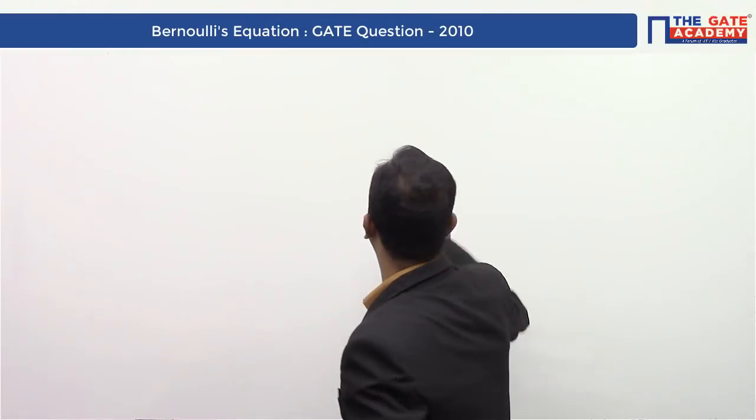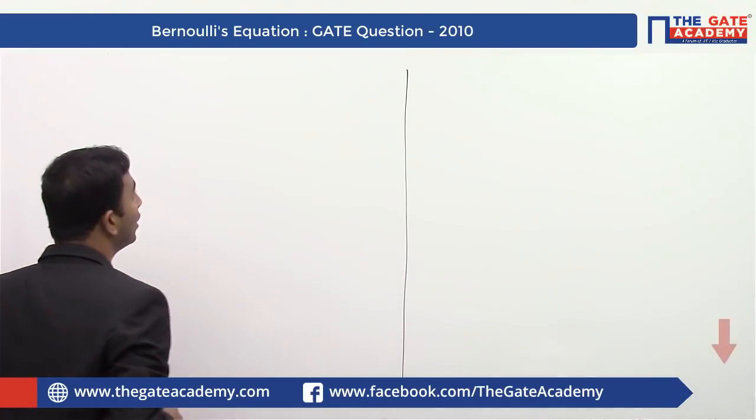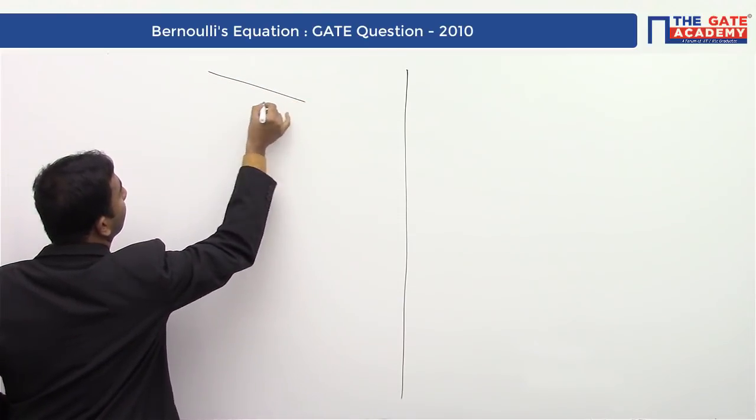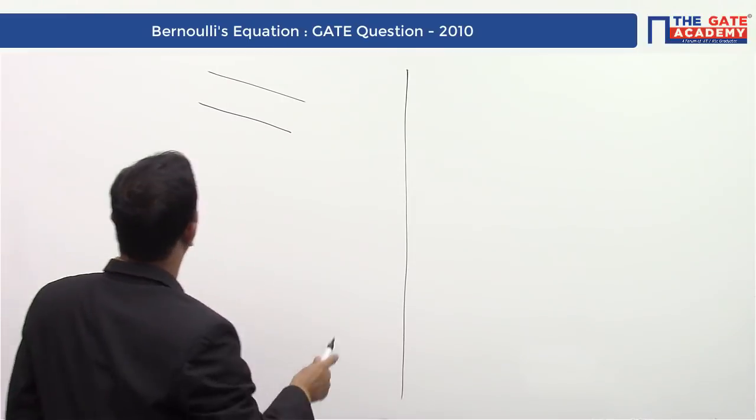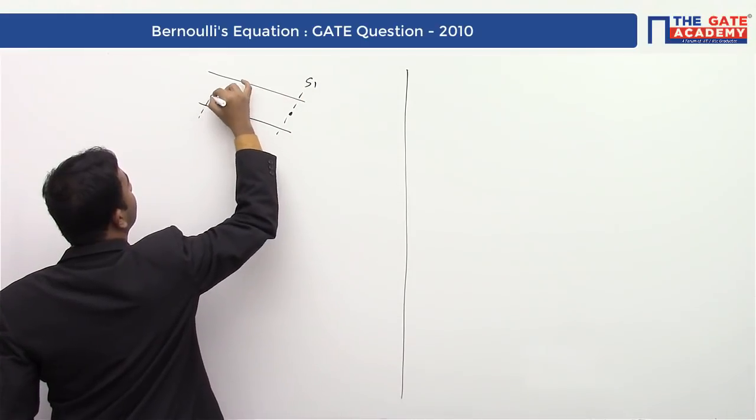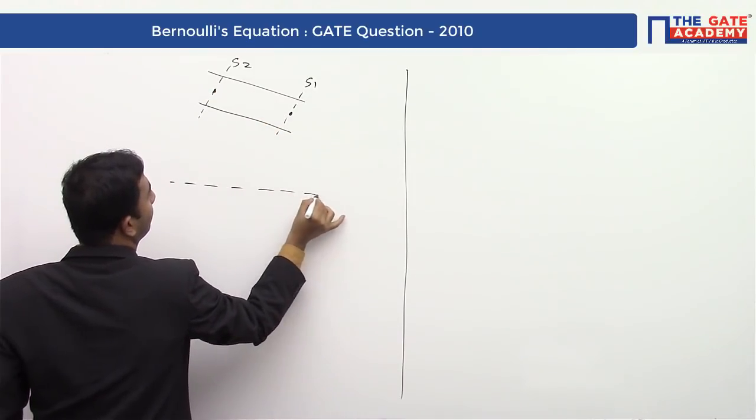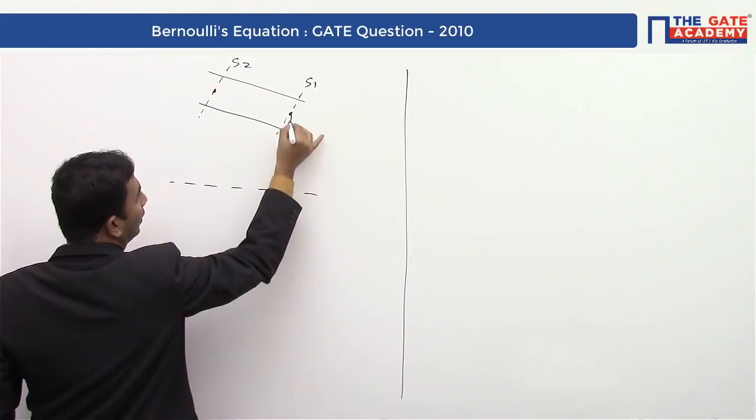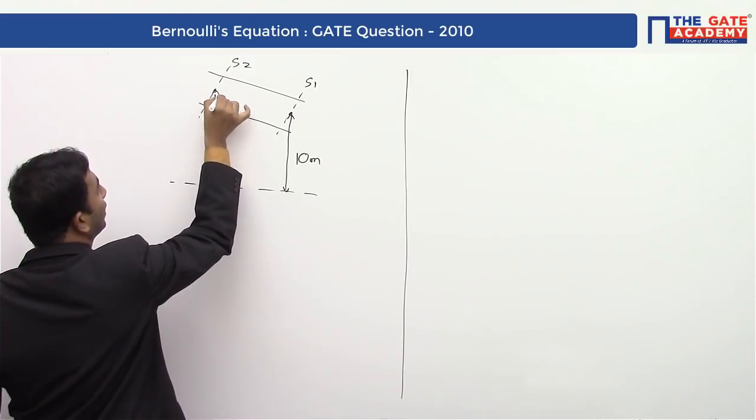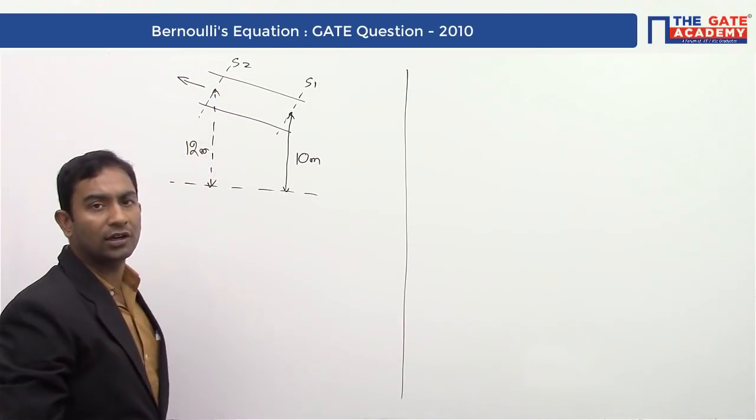Now to solve this problem, we are given a pipe section with different elevations. So let me first draw the diagram and represent it. The flow will be in this direction. Let this be section S1. This is section S2. If this is the datum line, this elevation is given as 10 meter and this elevation is given as 12 meter. The flow is in this direction.